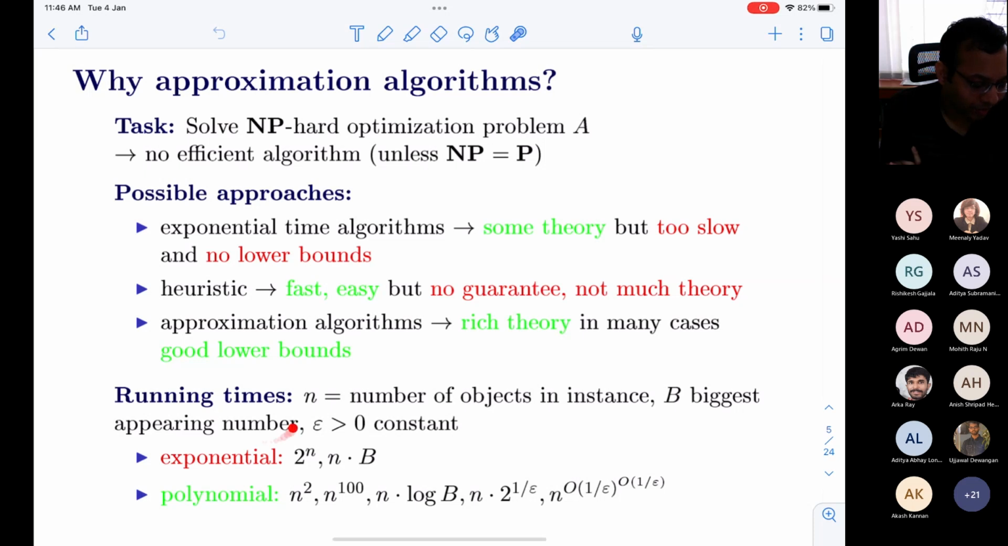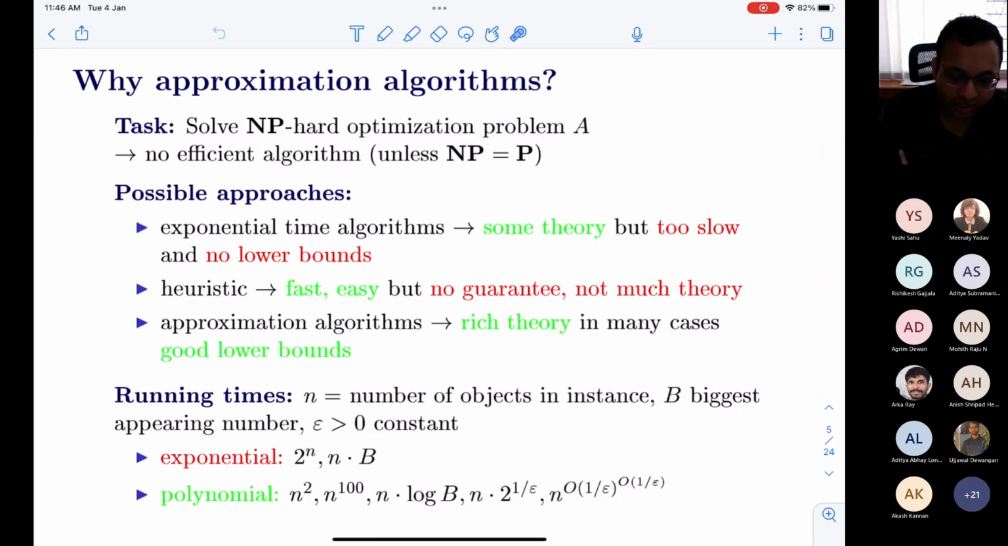And when I talk about running time, polynomial, exponential, this is the thing I mentioned. Let's say n is the number of objects in the instance, and the problem might have some numeric data. Let's say you're talking about some graph problem. The number of vertices is an object, so there are n vertices in the graph. But edge cost or edge capacity are numbers, like 10 or 15 or 20, some numeric data. And B is, let's say, the maximum such number. By exponential, we mean something like 2 to the power n or n times B. Here I write B because B is numeric data, let's say 50.